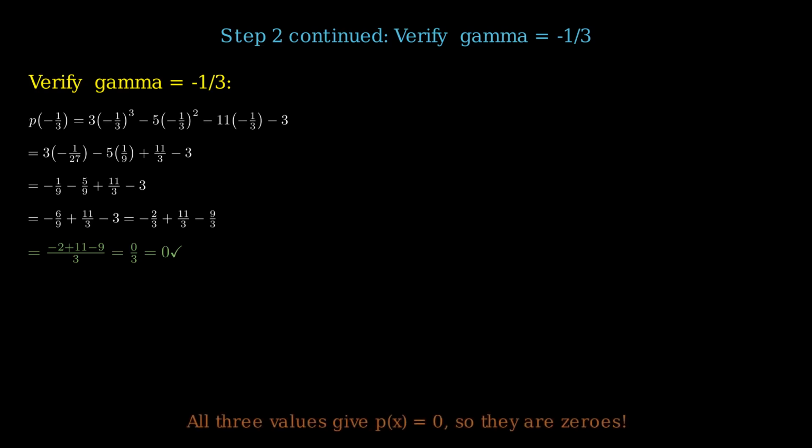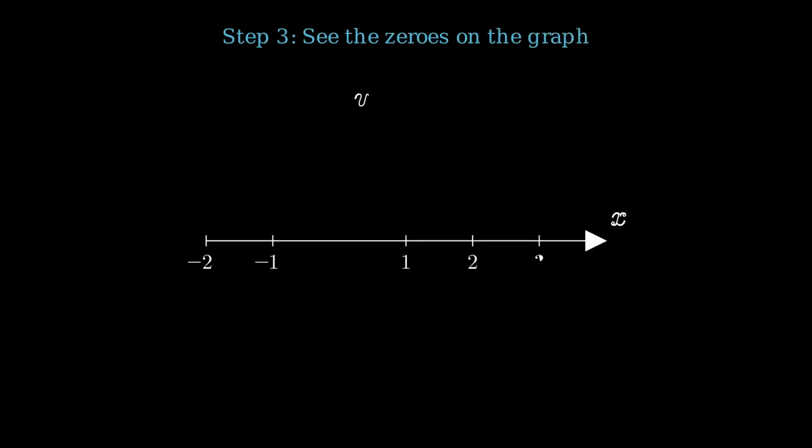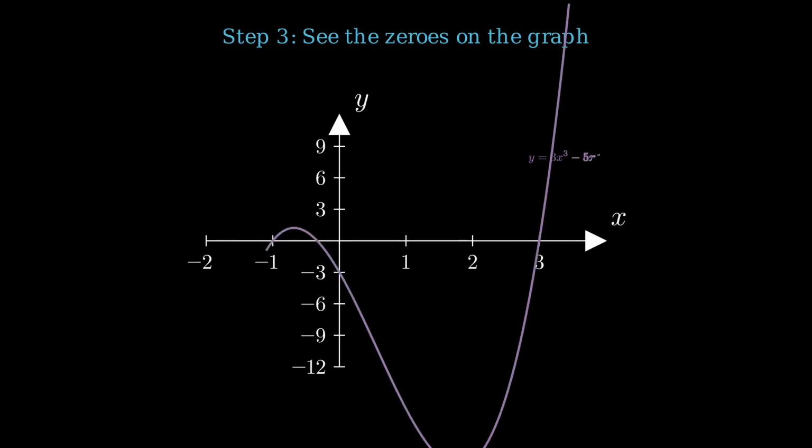Step 3. See all three zeros marked on the graph of the cubic. The S-shaped cubic curve crosses the x-axis at precisely x equals -1/3, x equals -1, and x equals 3, matching our three verified zeros. Step 4. Verify the three coefficient relationships.